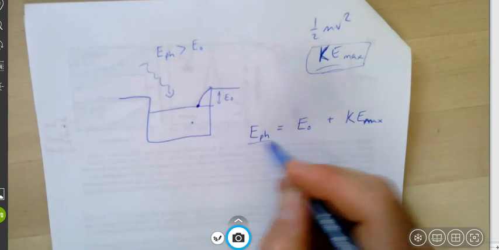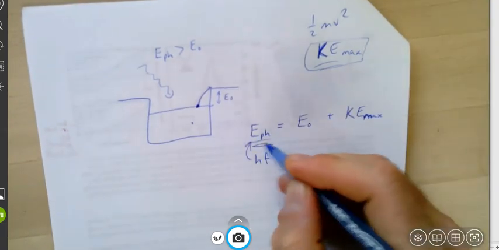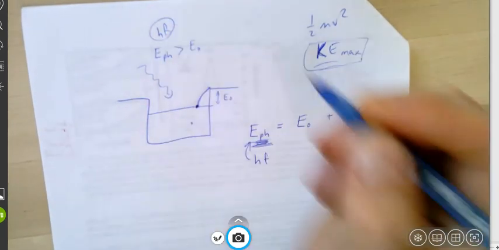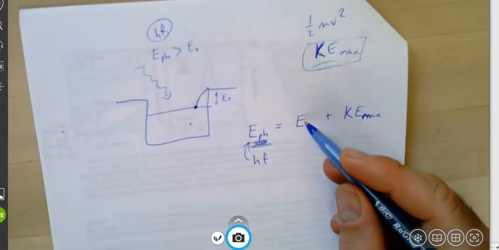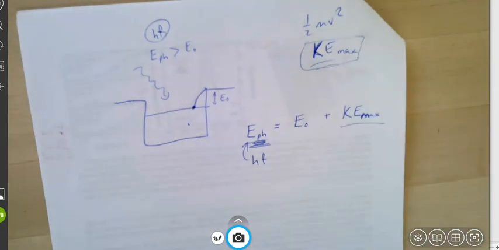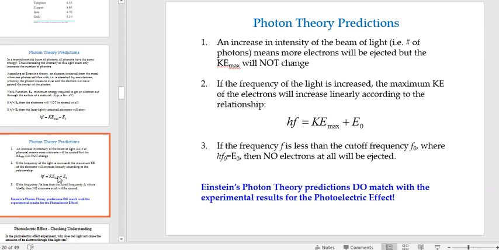So this photon energy is simply HF, it's not divided by anything. HF is the photon energy, and hopefully it is bigger than E naught, that work function, and then the rest becomes kinetic energy. So if HF is less than E naught, no electrons will be ejected at all. We saw that. But if HF is bigger than E naught, then the least tightly attached electrons will obey HF equals E naught plus the kinetic energy max.